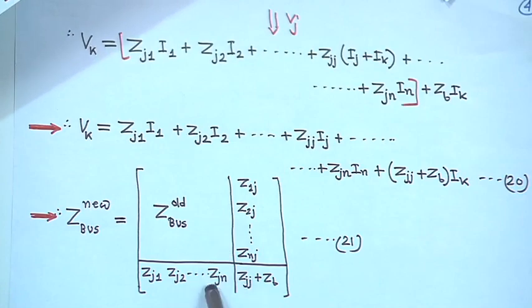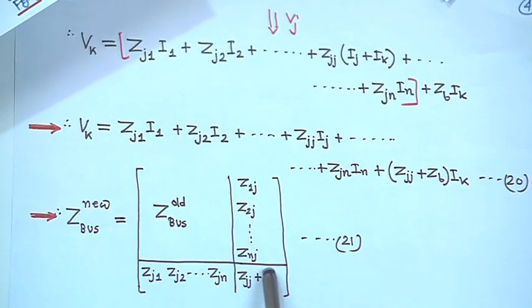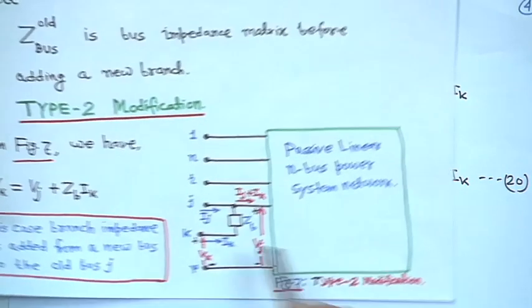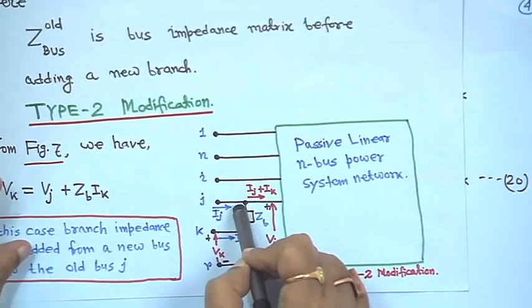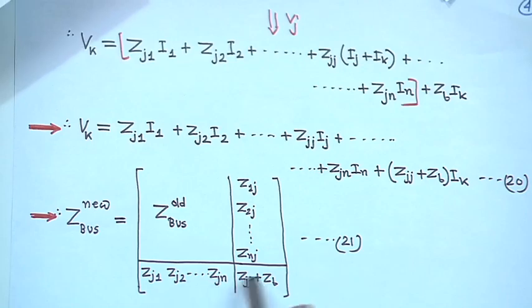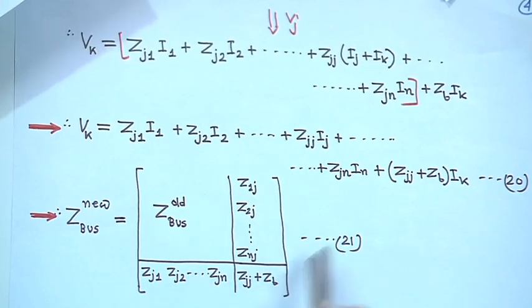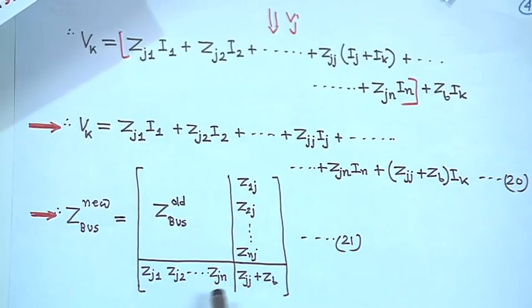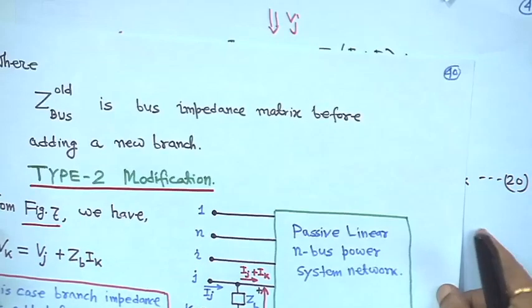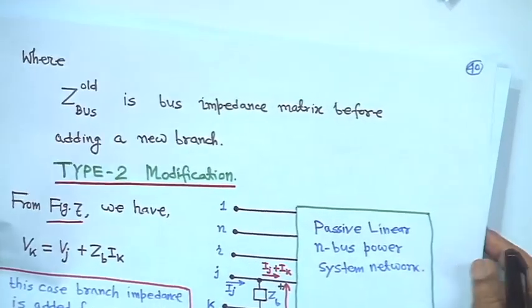In this case also the dimension of the Z bus matrix will increase by 1, because bus K earlier was added to the reference bus, now it is added to an old bus. So, only this element has to be computed, particularly this one. Other things are known, but it has increased by this one. So, this is actually Z bus new. Thank you, again we will be coming back.